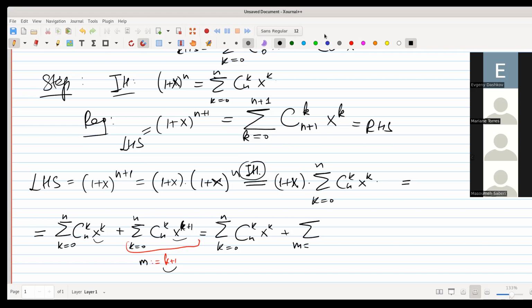0 to n plus 1. 0, really? k is from 0 to n, then k plus 1 is? From 1. From 1 to n plus 1, exactly. So here we shall have not k, of course, but m minus 1, and here we will obtain x to the power m. Is this idea clear?